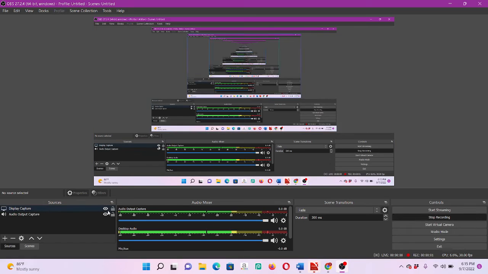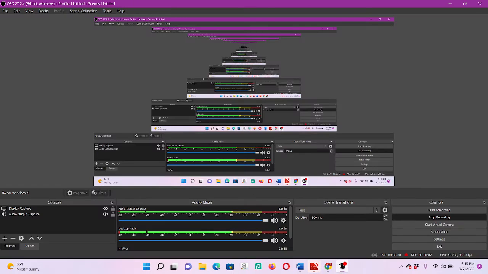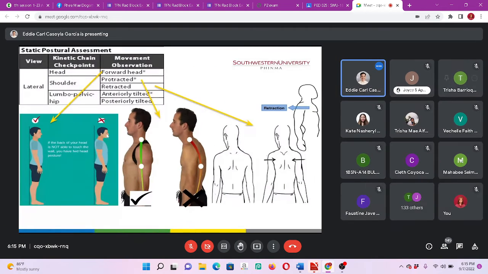On how to check these checkpoints. Okay, here. So, lateral head. Again, this will be the proper posture. Okay, so this is the proper posture and this is the wrong posture.